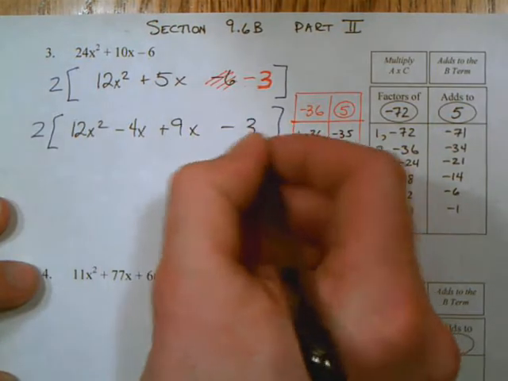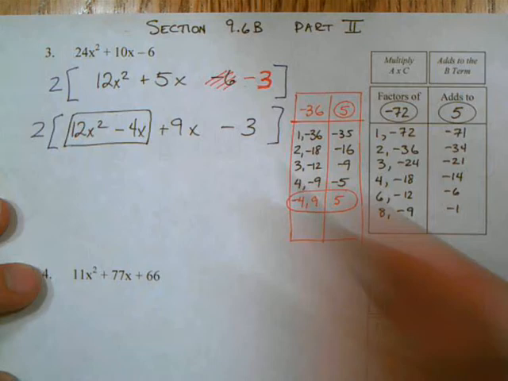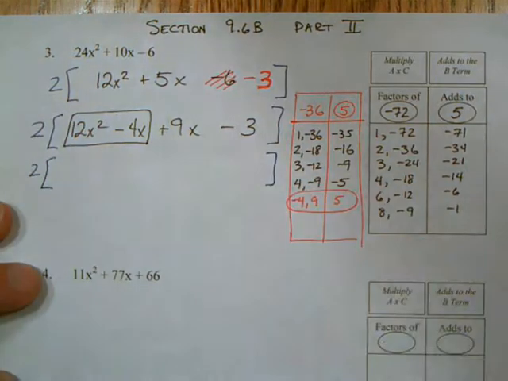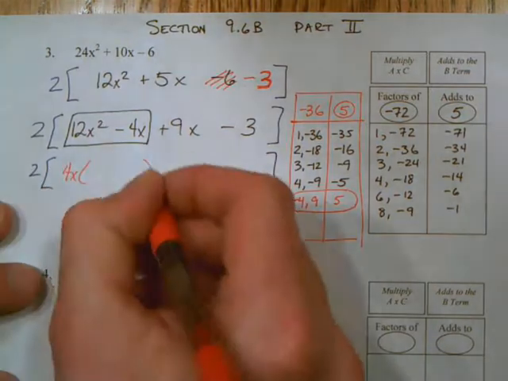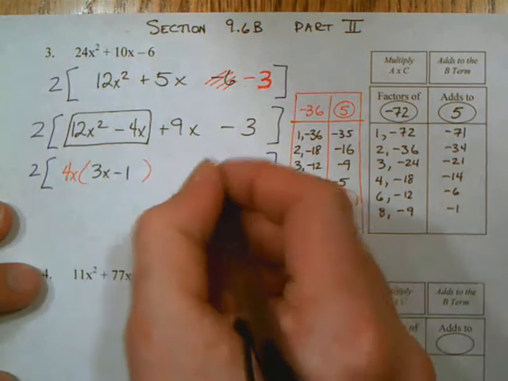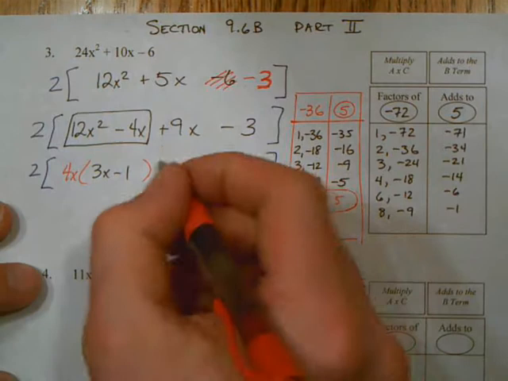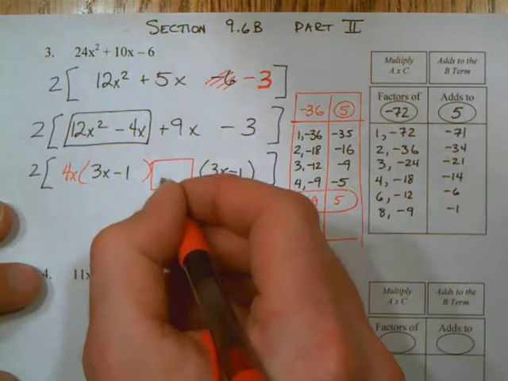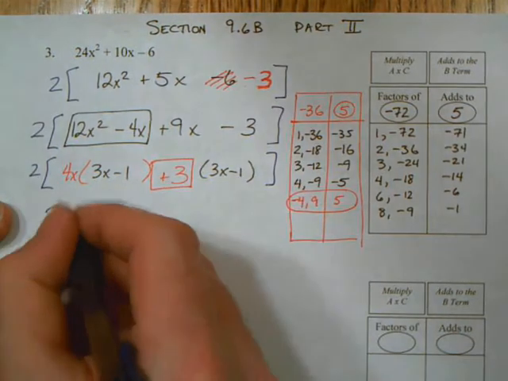So let's bring down our 2, and let's move through this problem fairly quickly. We replace the positive 5x with negative 4 and positive 9x. Now we look for a GCF of the first 2. But before we write that GCF down, don't forget to pull along that 2 outside. What's the GCF of 12x and 4x? Well, it's 4x, of course. So we take that out, and we have 3x minus 1 left over.